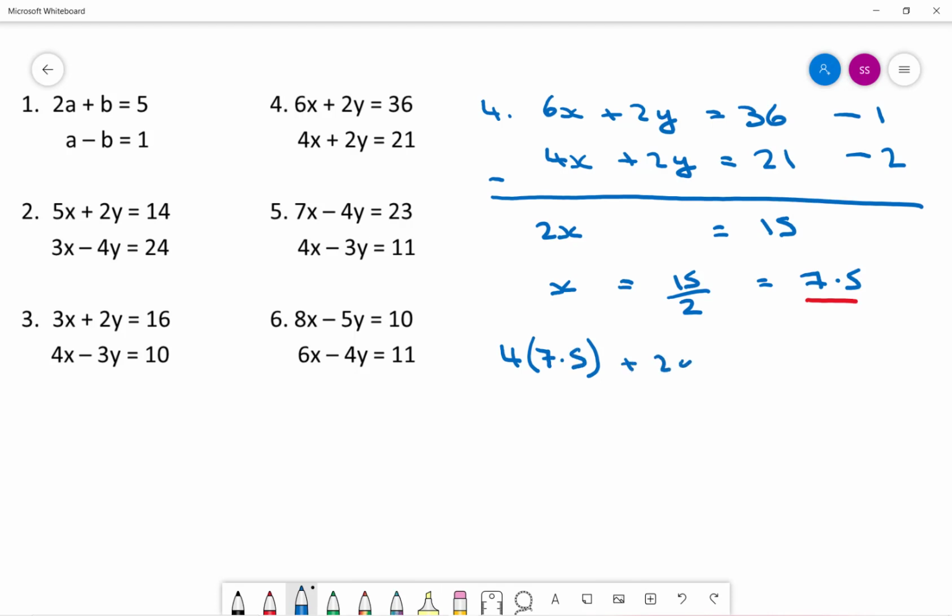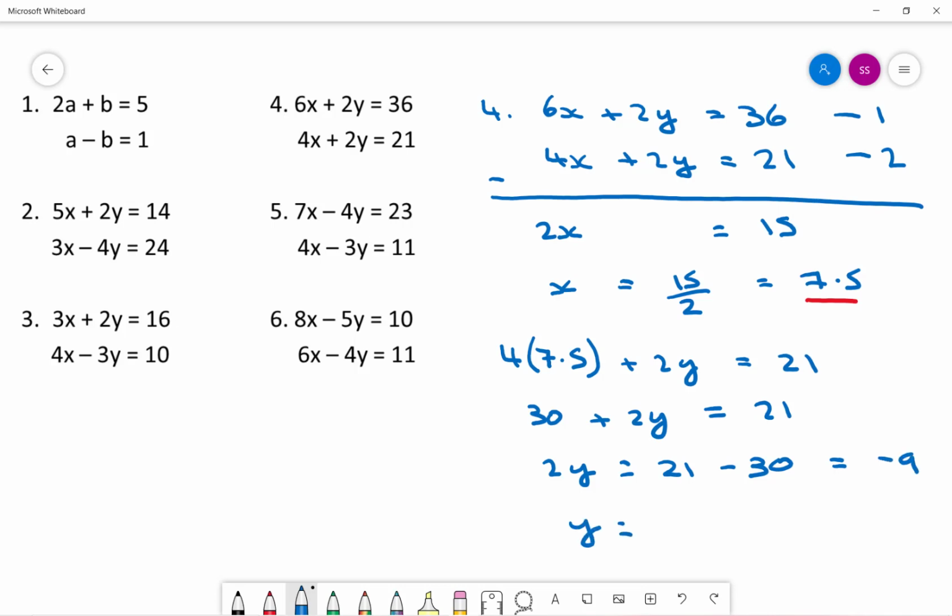And then add that to 2y equals 21. So then 4 multiplied by 7.5 gives me 30. If we take the 30 over the other side, we'll get 2y equals 21 minus 30. And 21 minus 30 gives me negative 9. And now y is equal to negative 9 divided by my 2, which is equal to negative 4.5 if you want it as a decimal. So there's my two values for number 4. X is equal to 7.5 and y is equal to negative 4.5.